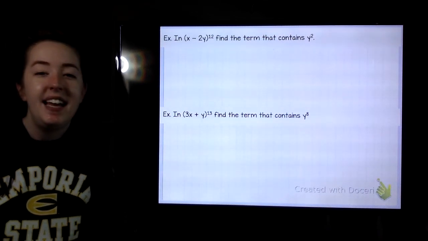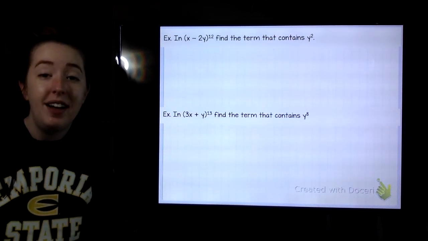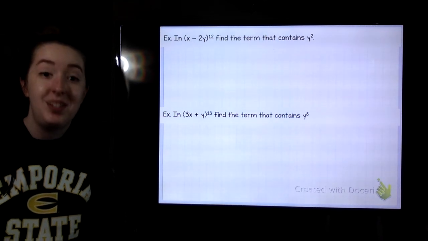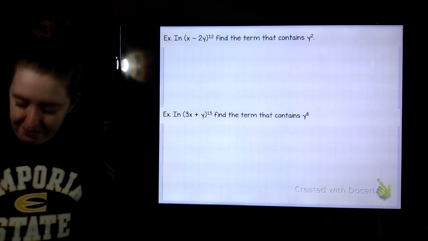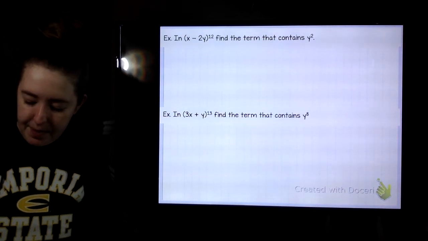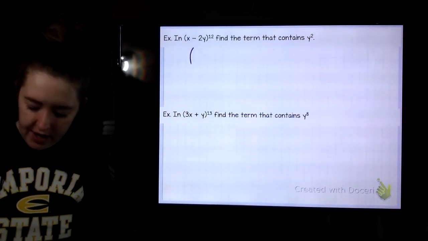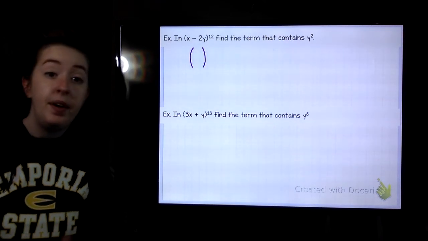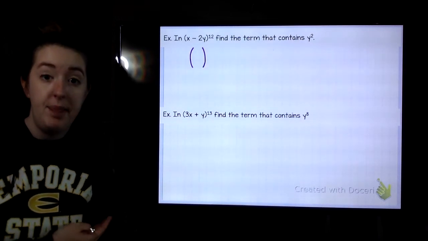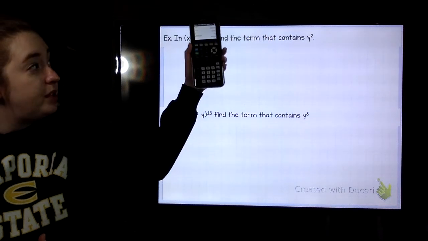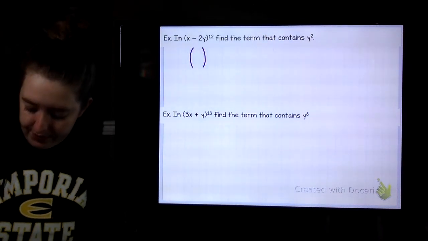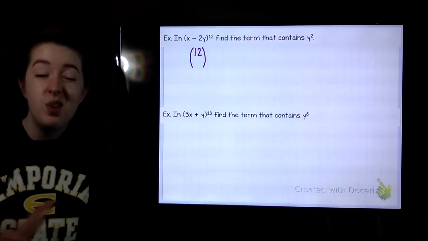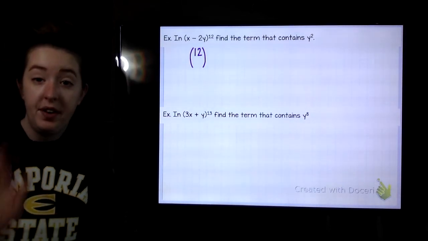In x minus 2y to the 12th, find the term that contains y squared. So I like to set up the bones. First of all, I know I'm going to have some parentheses here, and I know that the top number is always the power on my binomial. The power on my binomial here is 12. I don't know what number is going to have to go on the bottom. I'll get there in a second.